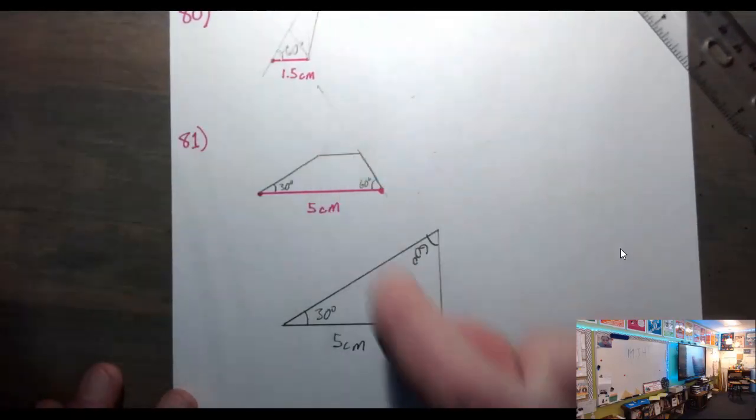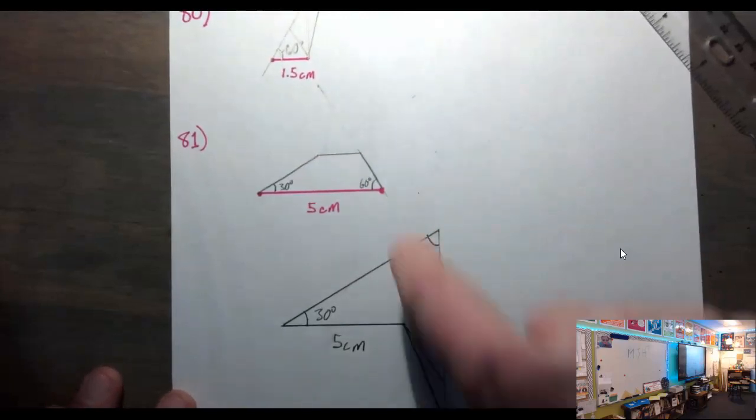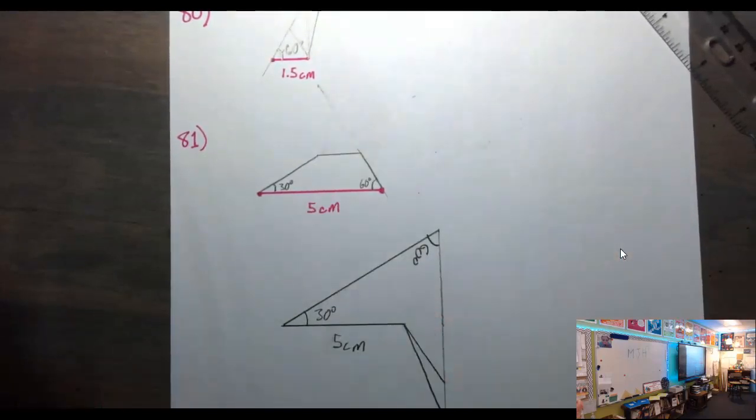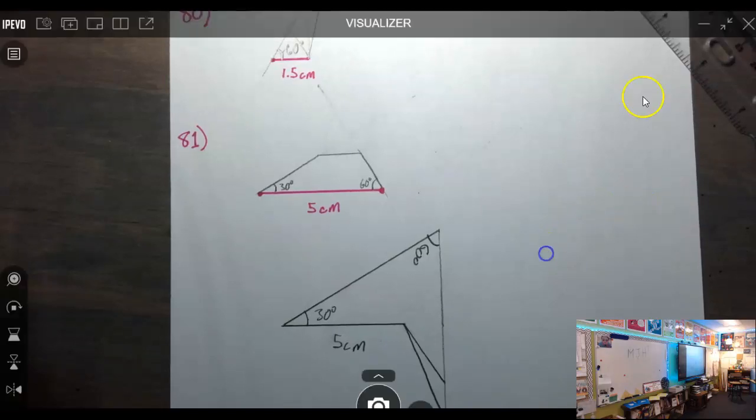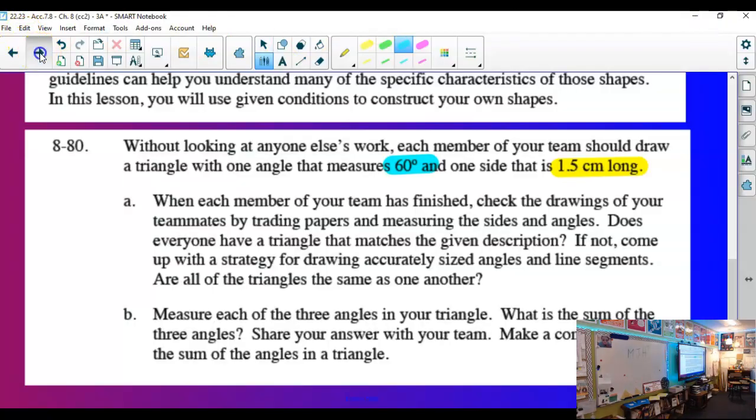So guys, both of these did the same thing, quote unquote. They had a 5 centimeter, they had a 30 degrees, and they had a 60 degrees. So what this is saying is if you're going to tell somebody how to draw something, you're going to have to be really particular. All right, let's try another one. See if we can maybe get on the same page here.